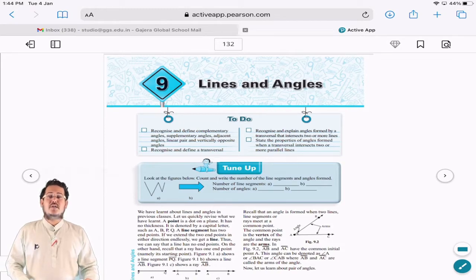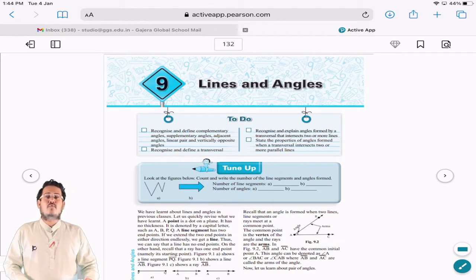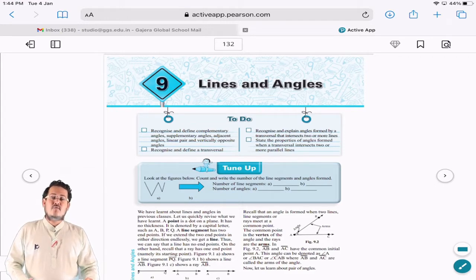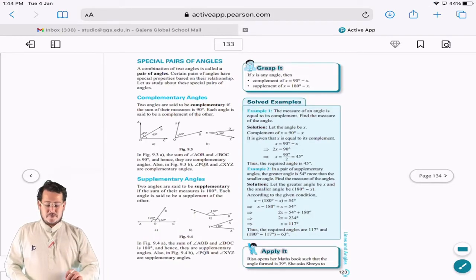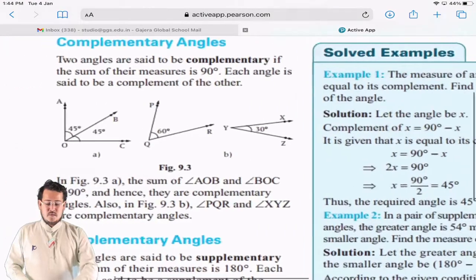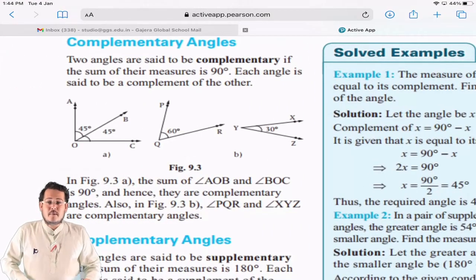Today we are going to start a new chapter, and that chapter name is Lines and Angles. So as you know, to form an angle, we require two arms that should start from a common vertex. Today we are going to see a few topics in lines and angles, and the first topic is complementary angles. Now, what are complementary angles?